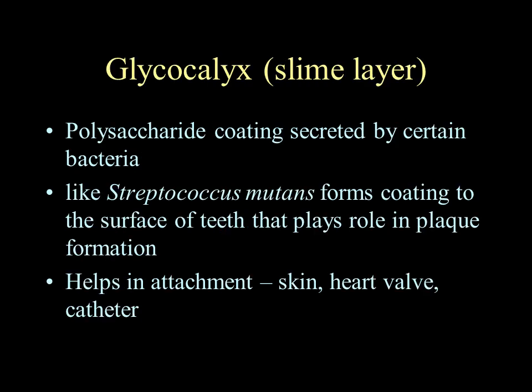Glycocalyx is a polysaccharide coating that is secreted by certain bacteria like Streptococcus mutans, that produces a coating on the surface of teeth that plays a role in plaque formation. It helps in the attachment of bacteria to the skin, to the heart valve, catheter. So this will help basically in the attachment of bacteria. Whenever bacteria secrete glycocalyx-like secretions, it will be very difficult to deal with those bacteria because antibiotics might not reach the actual bacterial cell because of these layers.